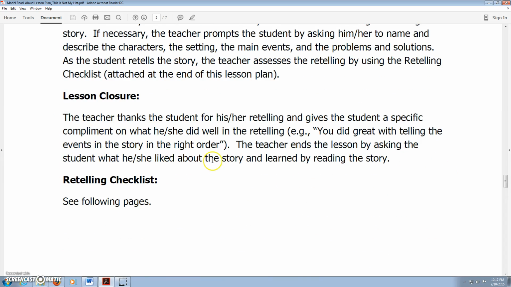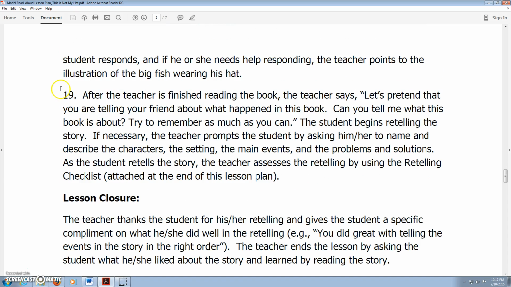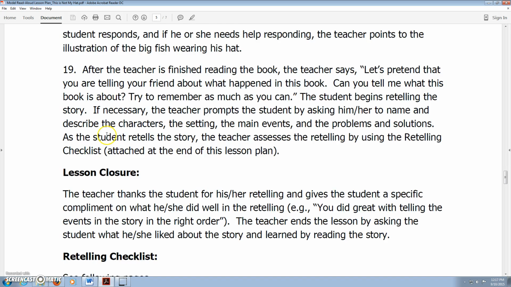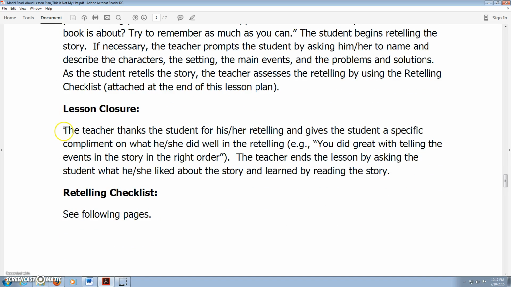So my lesson plan ends with the student retelling the story, "This Is Not My Hat," and the teacher is assessing the student using the retelling checklist. So at the end of my lesson, I have the teacher thanking the student for doing the retelling and giving the child a compliment about what he or she did well. The compliment should be specific if you decide you want to include that in your lesson closure.